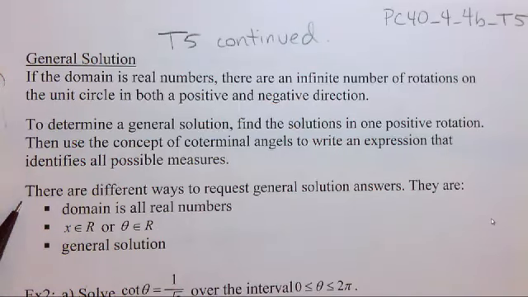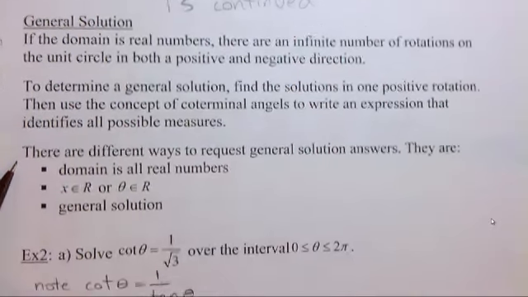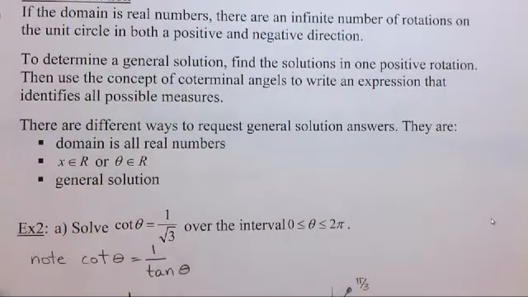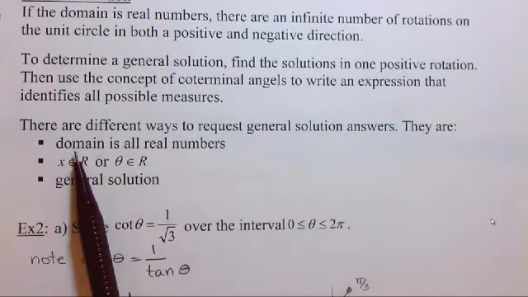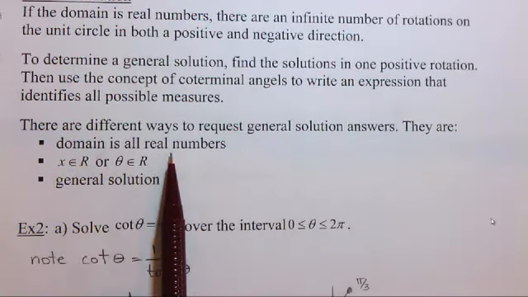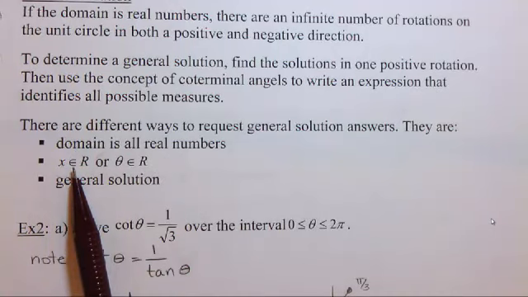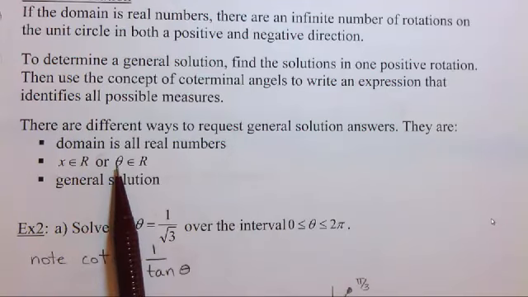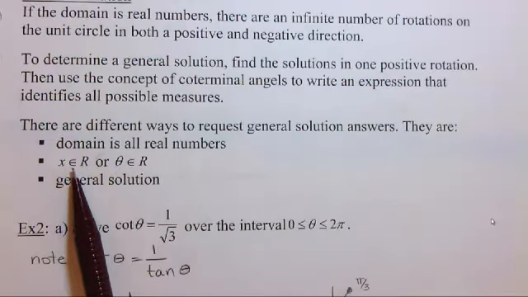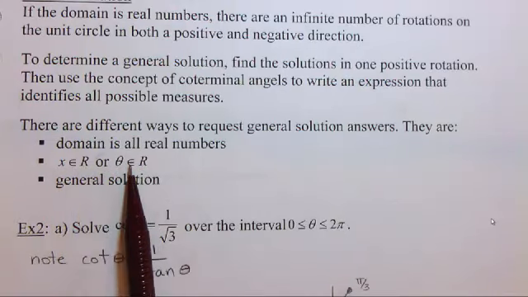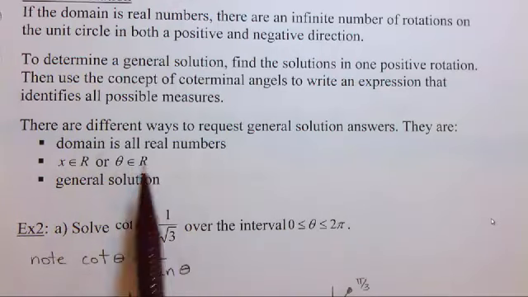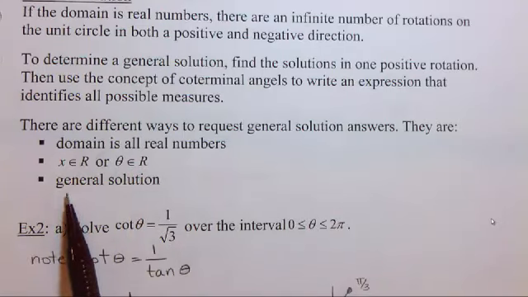Now, these are the different ways that they can request general solution answers. They could say the domain is all real numbers. They could also have x ∈ R if they have something like sin x equals a number and then solve that. Or it could be θ ∈ R. So this means x is an element of the real numbers, and this means theta is an element of the real numbers. They could also say give the general solution.